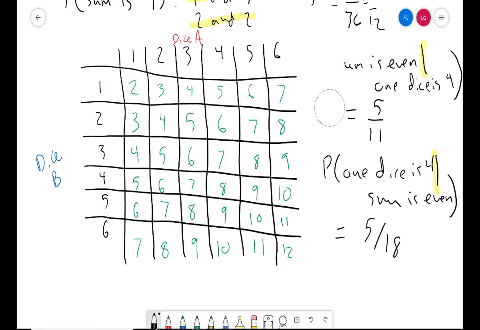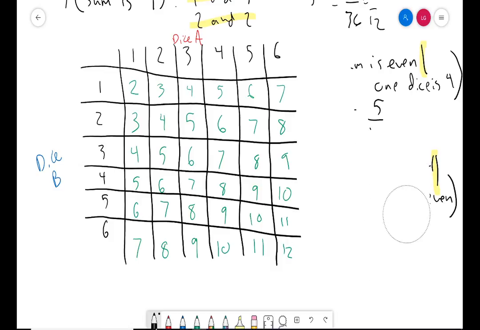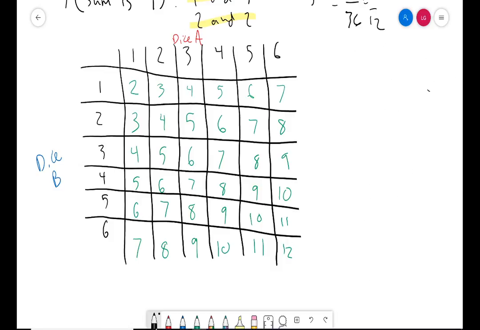Let's look at one other one to explore. Probability that the sum is greater than 7, given that one dice is a 1.